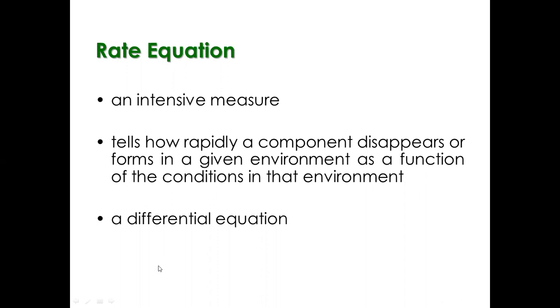Now it tells us how rapidly a particular component disappears or forms. So if it's a reactant, of course, it's expected to disappear. If it's a product, it's expected to be formed over a period of time. Now, in a given environment, that's a function of the conditions in that particular environment. So how a species is being consumed, how it is being produced, given the environment in which that particular species is to react.